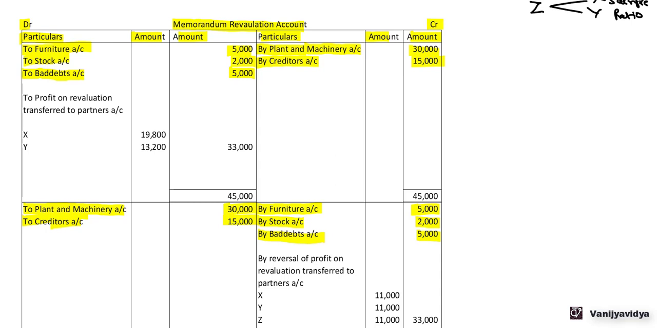Now since we have recorded this in memorandum revaluation account, it will not affect the debtors account. So what we will do is, once the partner is admitted, we will record this actual bad debts in our proper books of accounts, and then at the end of the year, this bad debts will be transferred to profit and loss account.